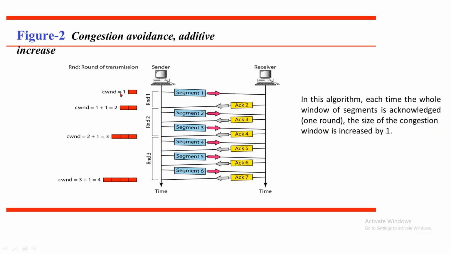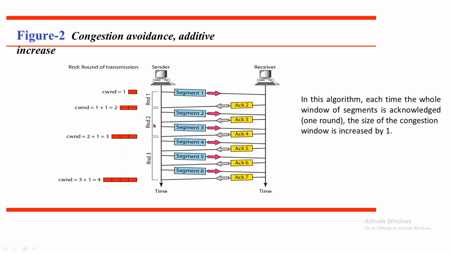Initially the size of the congestion window was 1. After 1 round, the size of the congestion window is increased by 1. So 1 plus 1 is equal to 2. So now 2 segments can be sent. So that means in round 2, segment 2 and segment 3 are sent, and acknowledgement 3 and acknowledgement 4 are sent for the same. So now round 2 is completed.